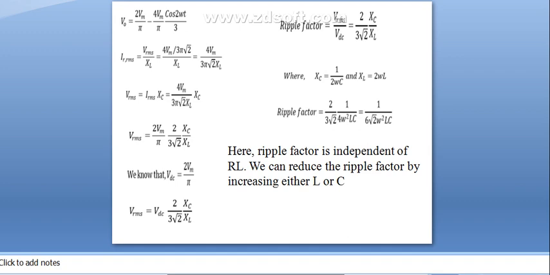In the LC filters, the ripple factor is independent of RL. So we can reduce the ripple factor by increasing either L or C, that is, either the inductor or capacitor values. It does not depend on the load resistor; it is independent of the load resistor.